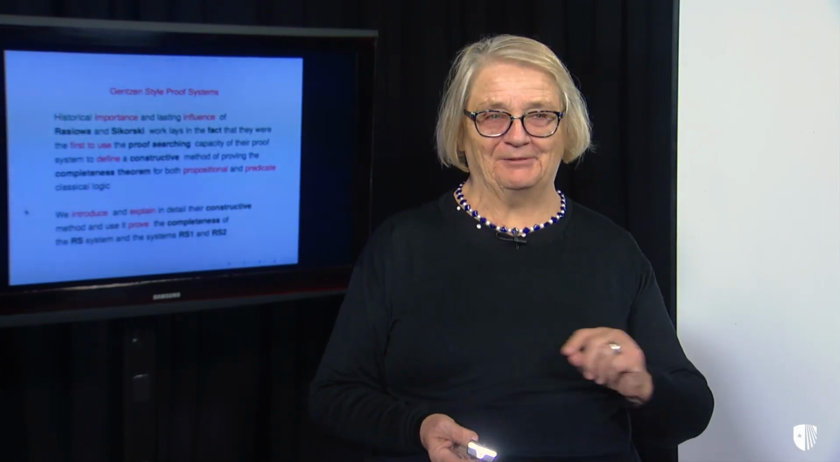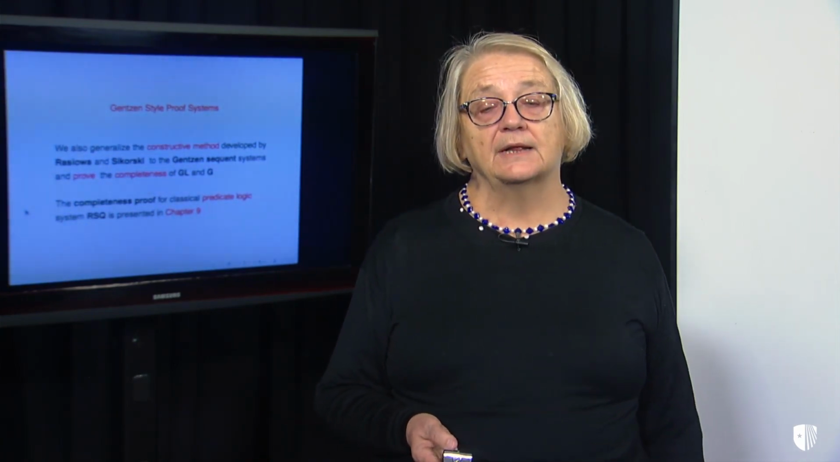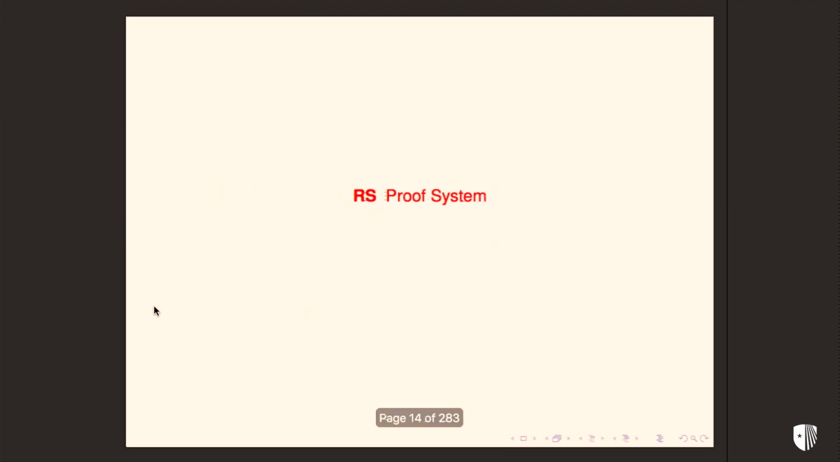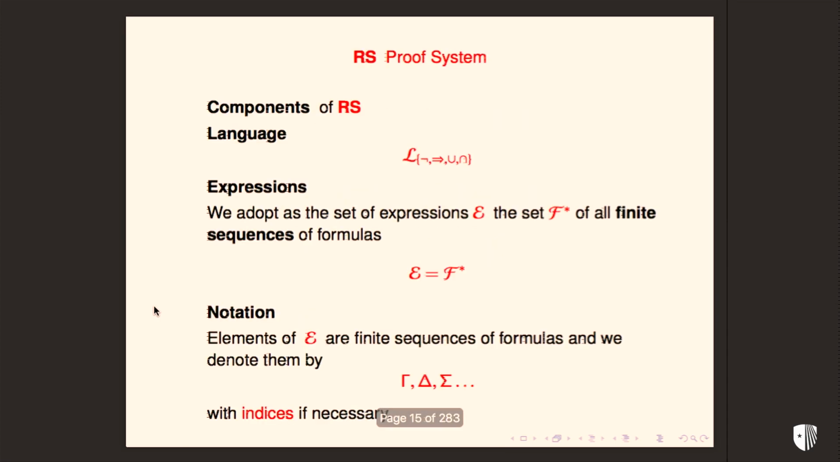And you'll see in, I don't know, half an hour, you will have it. So this is much easier than the Hilbert type proof system, especially the proof 2, which I showed you how difficult it is. And also we generalize that constructive method to Gentzen type sequent calculus, and we'll discuss it later. And completeness for classical predicate logic is in chapter 9, and we'll get there later. So here's the proof system.